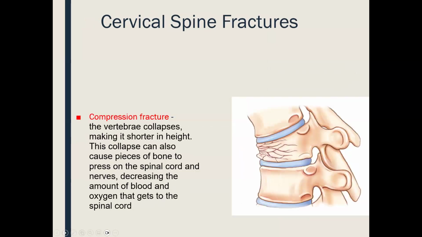Another type of fracture is the compression fracture. This is when the vertebra can totally collapse, making it shorter in height. The collapse can also cause pieces of bone to press on the spinal cord and nerves. So a compression fracture is very, very serious.